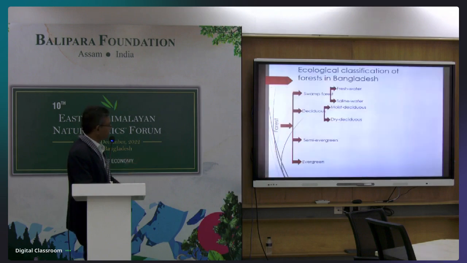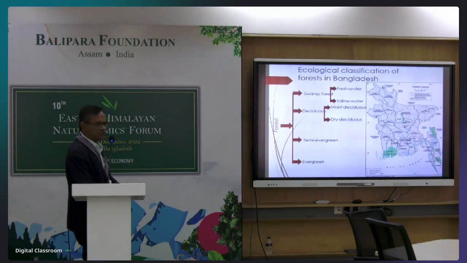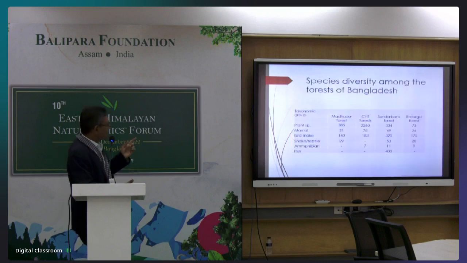And if we concentrate particularly on the forest of Bangladesh, we see that at least four different forest types are seen here. We have evergreen forest patches and semi-evergreen forest patches, deciduous and swamp forest also. We can also see different types of deciduous forest and different types of swamp forest.